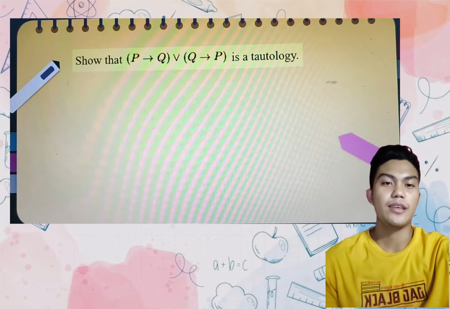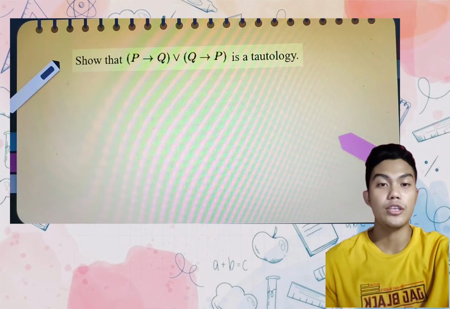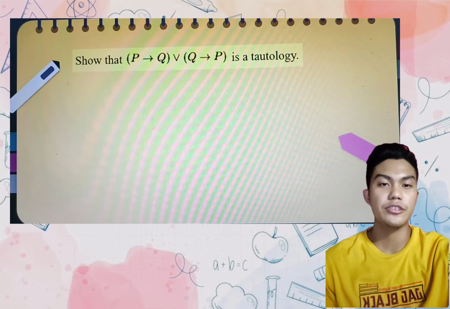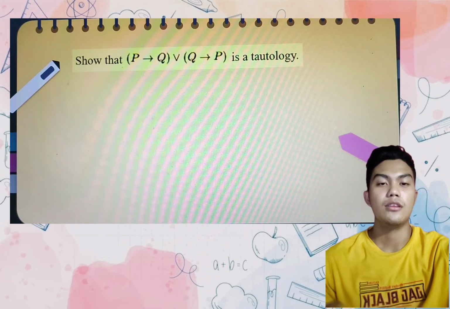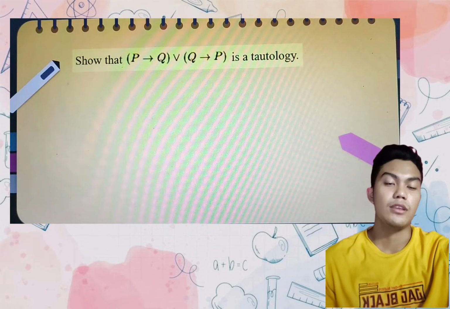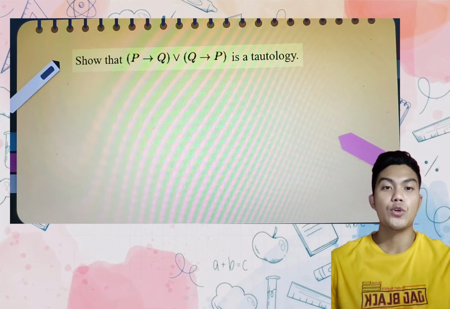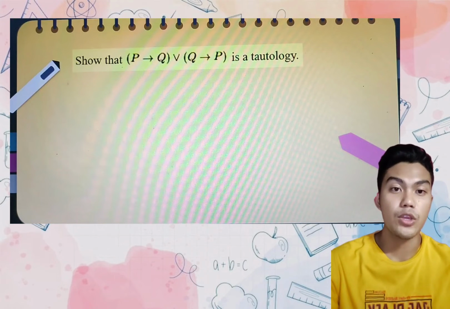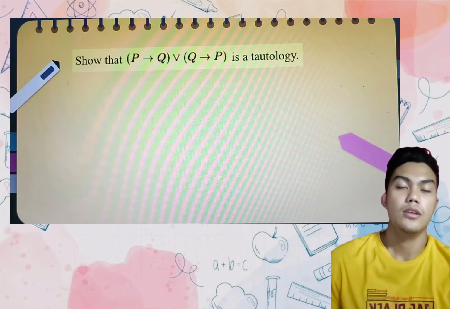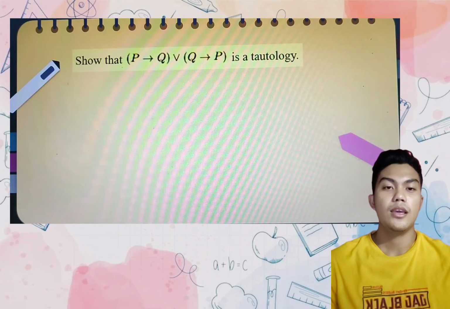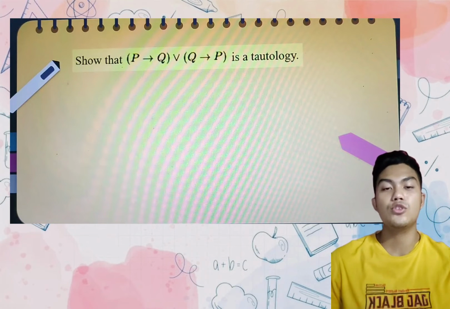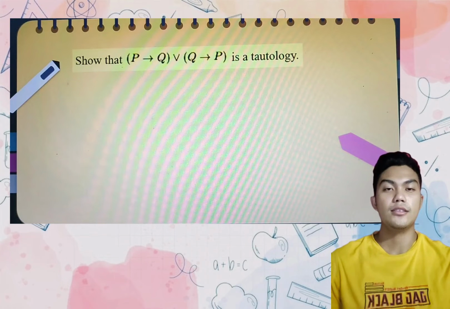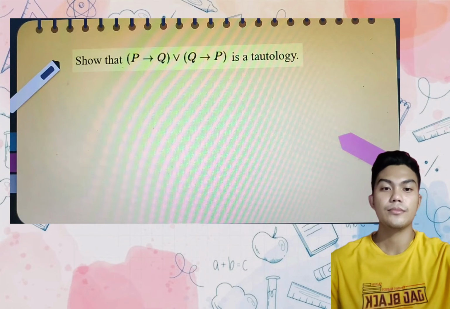Let's assume that we already know the logical symbols like and, or, the negation not, the if then, and the if and only if. Let's construct a truth table of P if then Q or Q if then P, and let's show that the formula is always true.